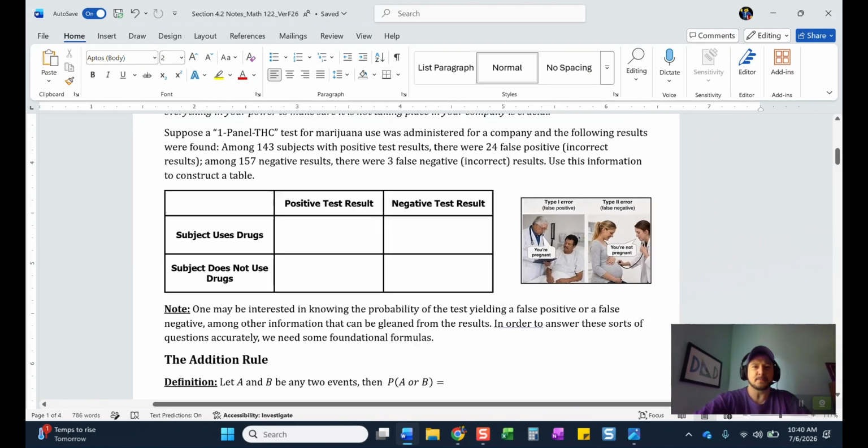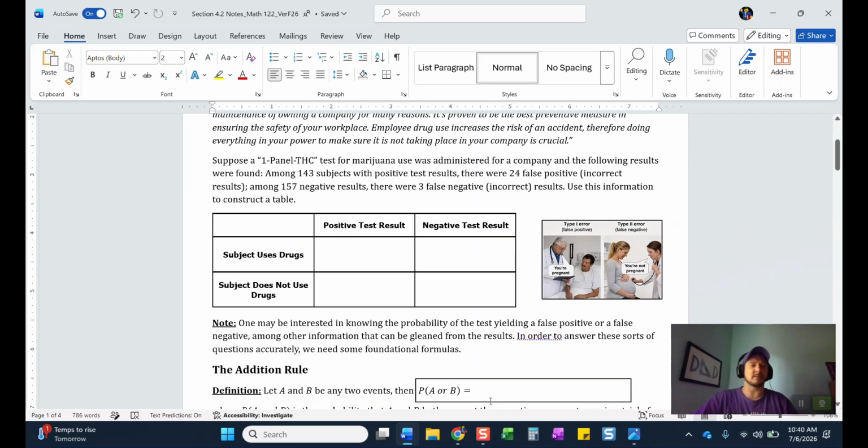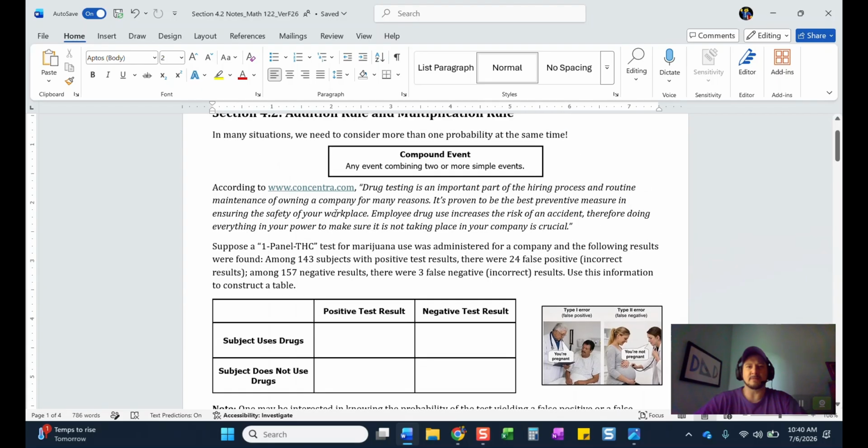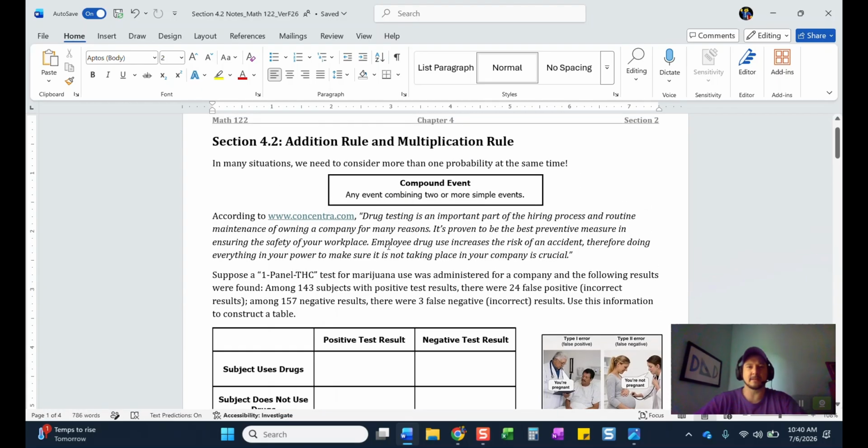And I decided to stick with the drug theme because one of the problems in the problem set reads like this. And I first started out with kind of the major idea here that a compound event is an event combining two or more simple events. Okay, so we're involving multiple events in this section, and we're going to be working with some famous rules for probability alongside it. So going back to this drug test here, I didn't want to just throw this at them right away. I wanted to give them some context and why this could be relevant to them.